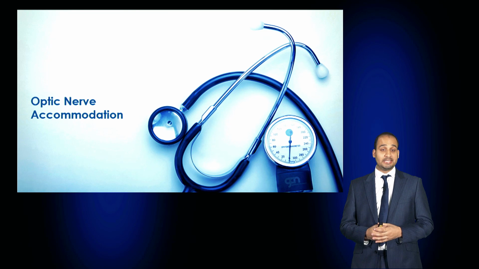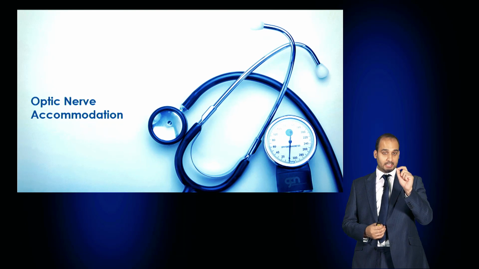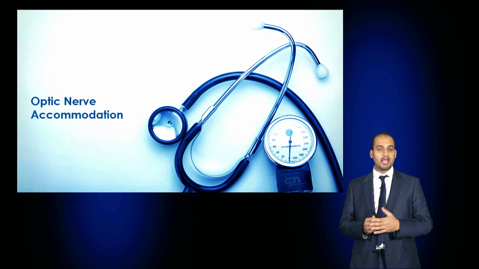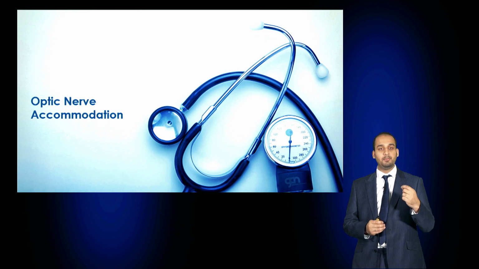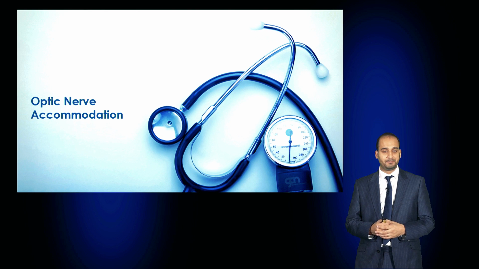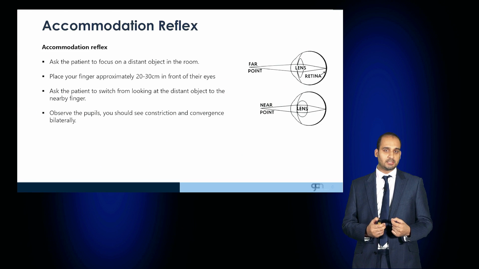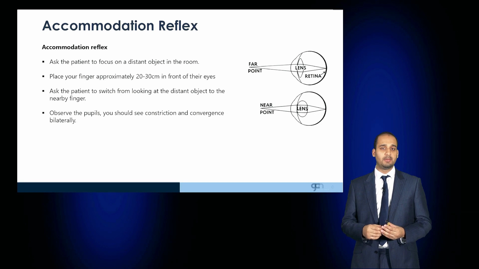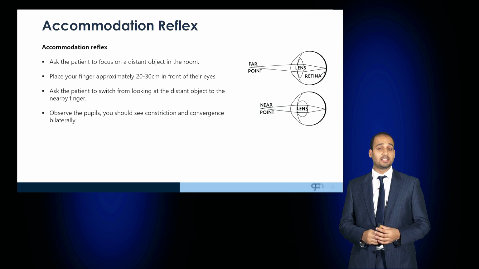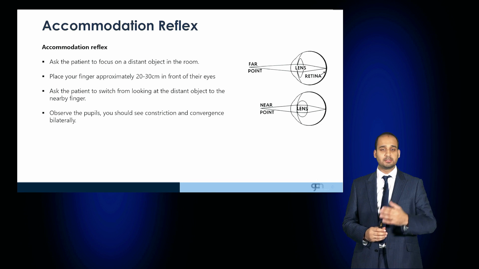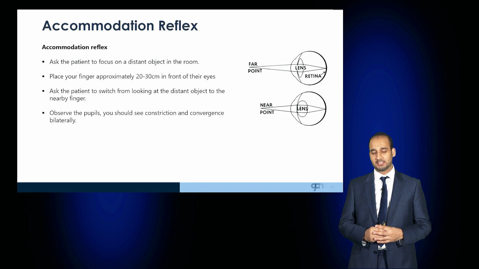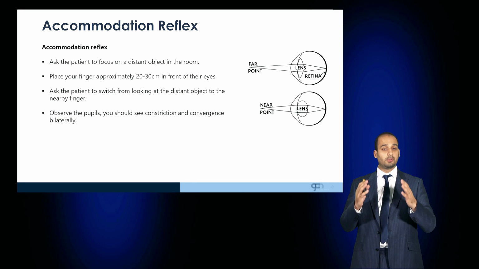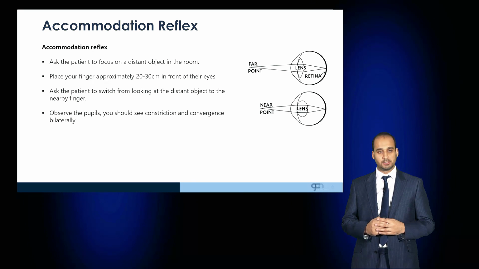Once the pupils have been inspected, and the light test has been performed for both direct and consensual responses, as well as a swinging light test, move on to examine for accommodation. The accommodation reflex occurs when a patient is asked to focus on a distant object in the room and then to focus on an object that's very close to their eyes, approximately 20 centimeters from their face. A normal response is for the pupils to converge and to constrict.